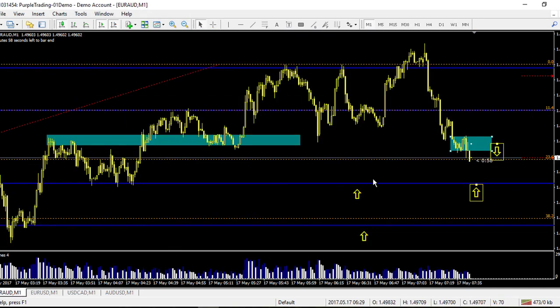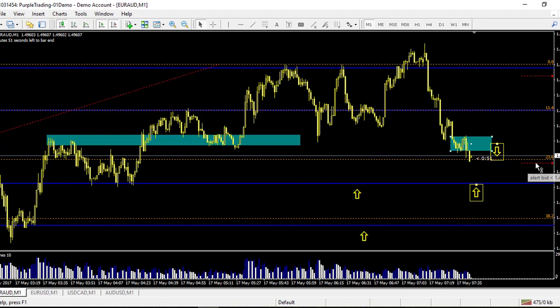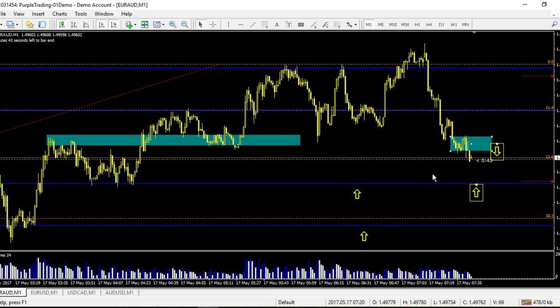EUR/AUD is coming back and it's breaking, but now it reverses already. Not fast enough. Okay, I will go for the next level. Since there is a range here, I don't want to take the risk. So let's wait for the next level.